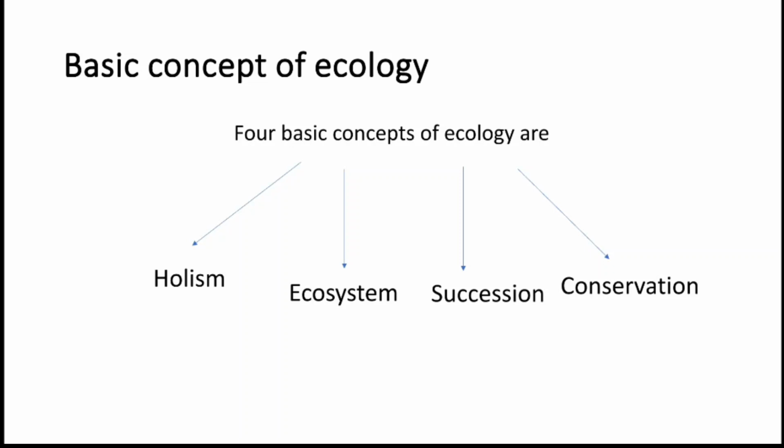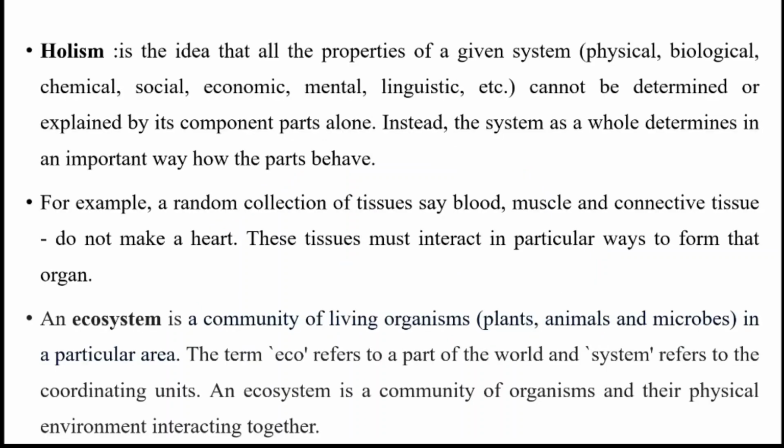Then the basic concepts of ecology. There are 4 basic concepts of ecology. The first one is holism, second ecosystem, then succession, then conservation. Holism is the idea that all properties of a given system cannot be determined or explained by its components alone. Here is an example: a random collection of tissues, suppose blood, muscles and other connective tissues, do not make a heart. These tissues must interact in a particular way to form that organ.